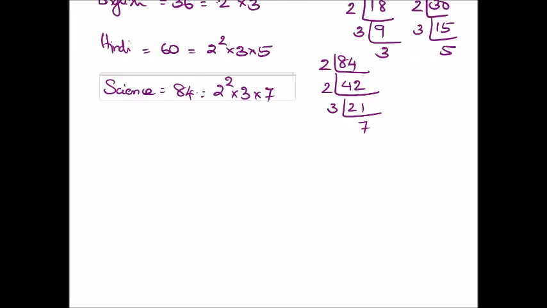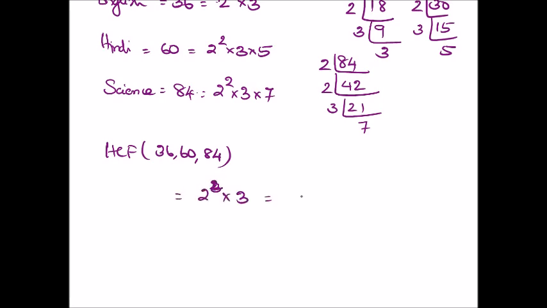Now we need to find the HCF. HCF of 36, 60, 84 is equal to 2 square into 3, that is 4 into 3, that is equal to 12. Thus, 12 teachers will sit in each room.